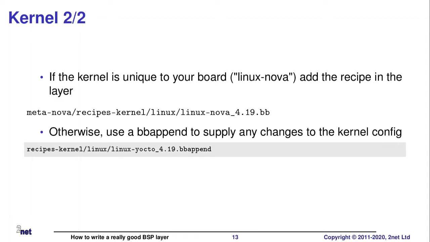So in this case, since I'm using linux-nova, which is something unique that I've just invented, I would need to supply the full recipe to implement linux-nova, so there'll be something like this, linux-nova_4.19.bb. If, on the other hand, I'm basing on a more common upstream kernel, for example linux-yocto, then I still want to tweak the configuration, most likely, so I do that in a bbappend.